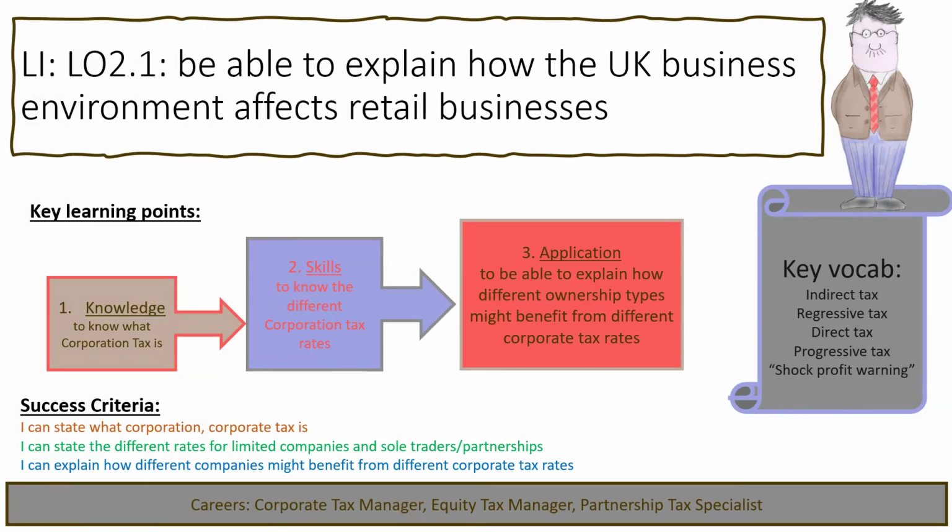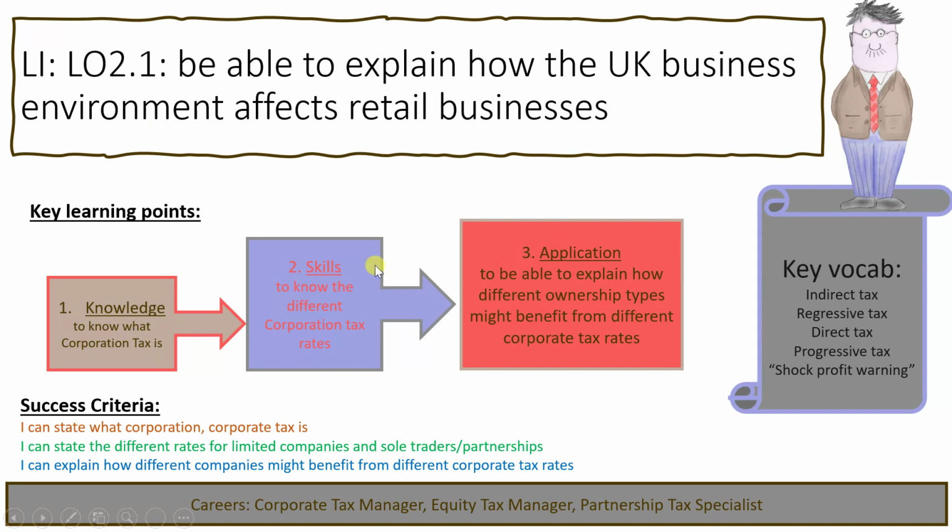So here's the breakdown of the corporation tax lesson we're looking at. First step will be to know what corporation tax is in terms of direct, indirect, progressive or regressive tax. Then we're going to look at knowing the different corporation tax rates, because it's layered like we've covered in VAT and national insurance. And then you're going to be able to explain how these different ownership types of companies might benefit from the different corporate tax rates.